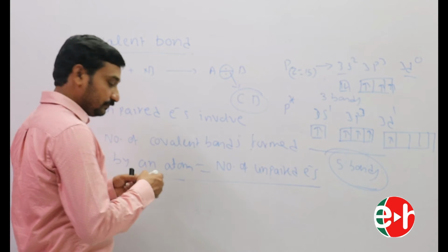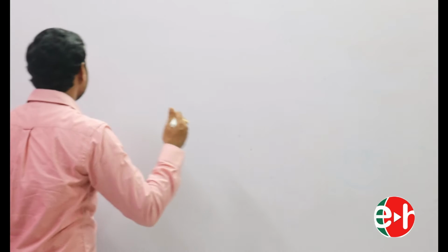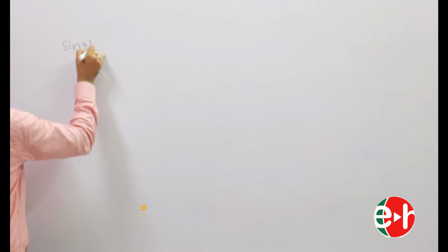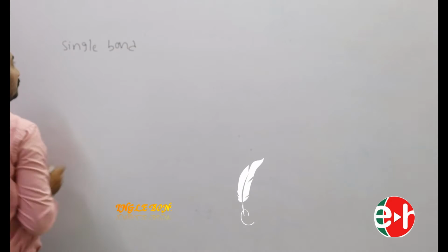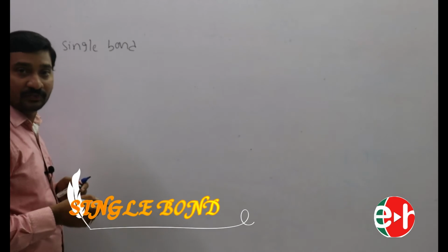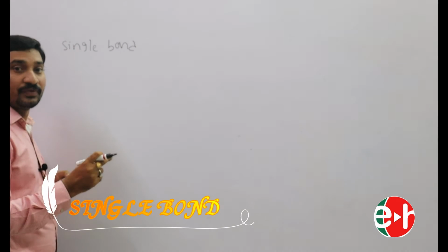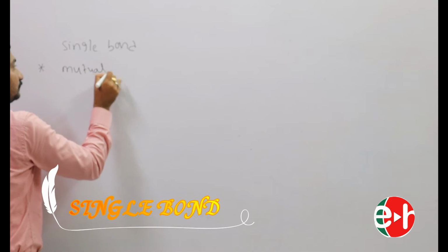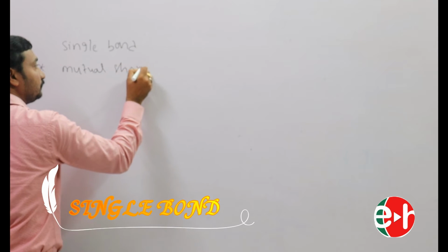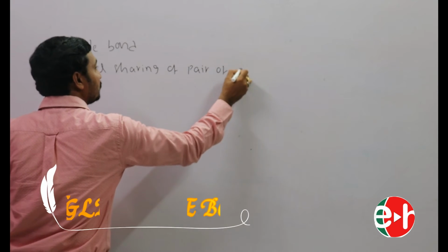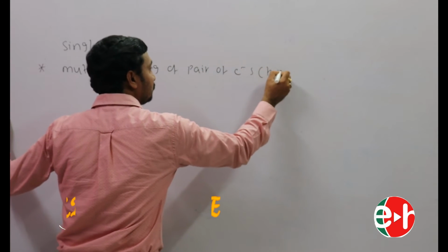Now let us discuss single bond, double bond, triple bond. Single bond. A single bond is formed by mutual sharing of a pair of electrons. That means two electrons.